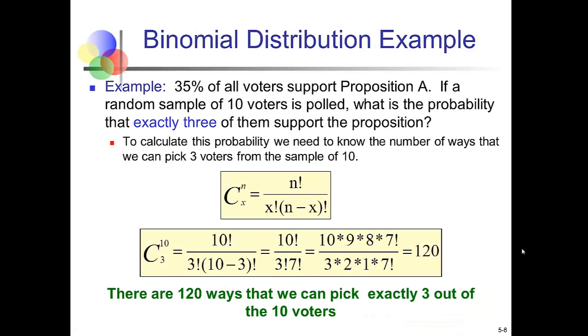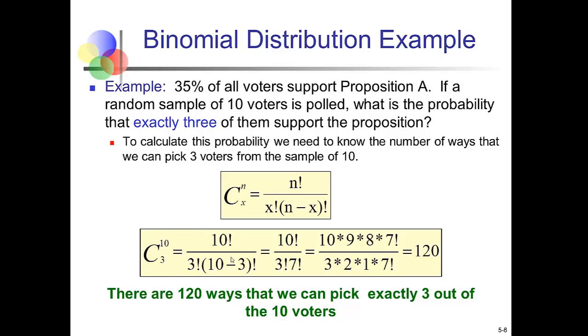So here's an example. 35% of all voters support Proposition A. If a random sample of 10 voters is polled, what is the probability that exactly 3 of them support the proposition? We are not quite ready to calculate the probability yet, but we can count up the number of ways that we can pick 3 voters from the sample of 10 using our combinations formula. So we'll read this as combination 10 choose 3.